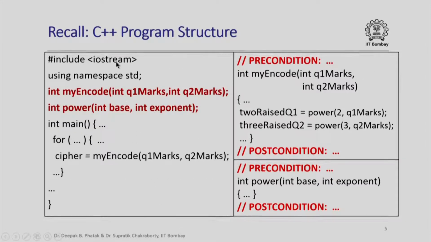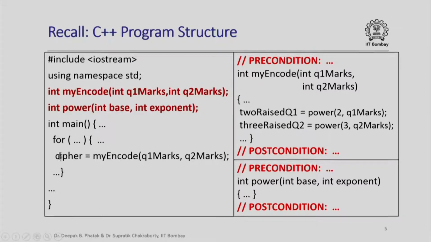Now given this problem, we had seen how a C++ program for this might look like. Here I have shown a skeleton of the program. I have only highlighted the parts where function calls are happening. If you recall from the earlier lecture, we had used two different functions, myencode and power. Each of these functions take two integer arguments and returns an integer value.